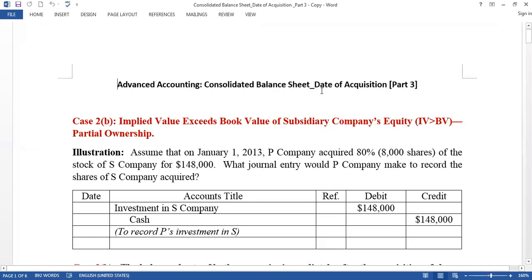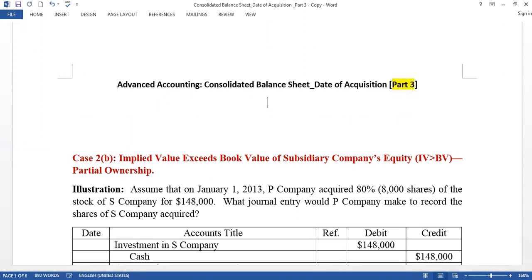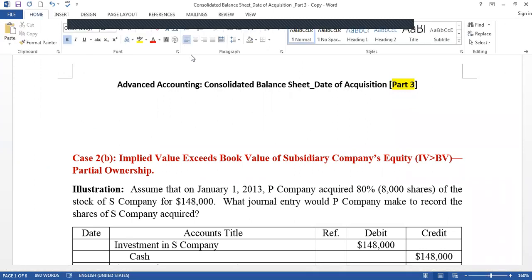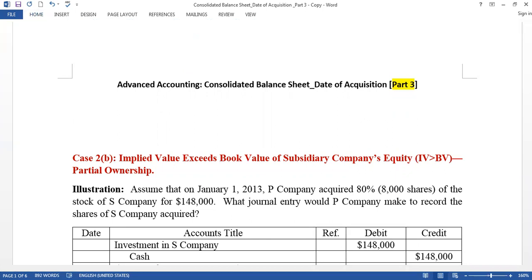So we are going to solve consolidated balance sheet, and this class is about our third part. So please be careful about what we are going to learn. We are going to learn the consolidated balance sheet at the date of acquisition.